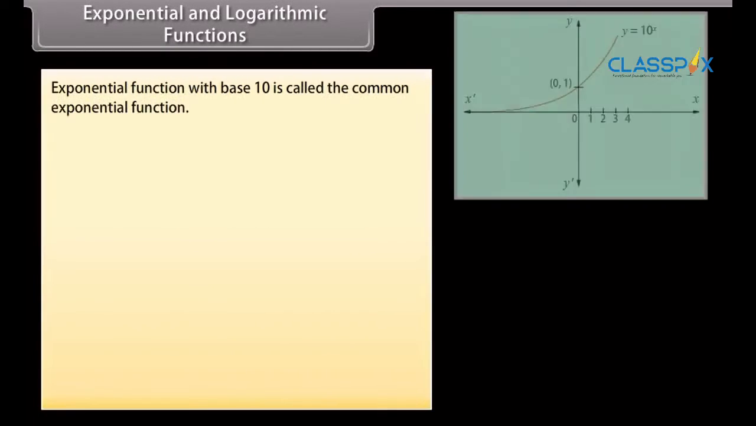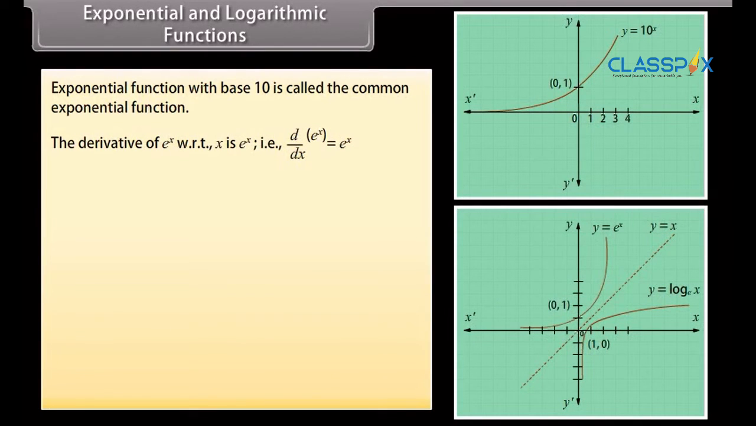Exponential and logarithmic functions. Exponential function with base 10 is called the common exponential function. The derivative of e raised to the power x with respect to x is e raised to the power x, that is, d by dx of e raised to the power x is equal to e raised to the power x.